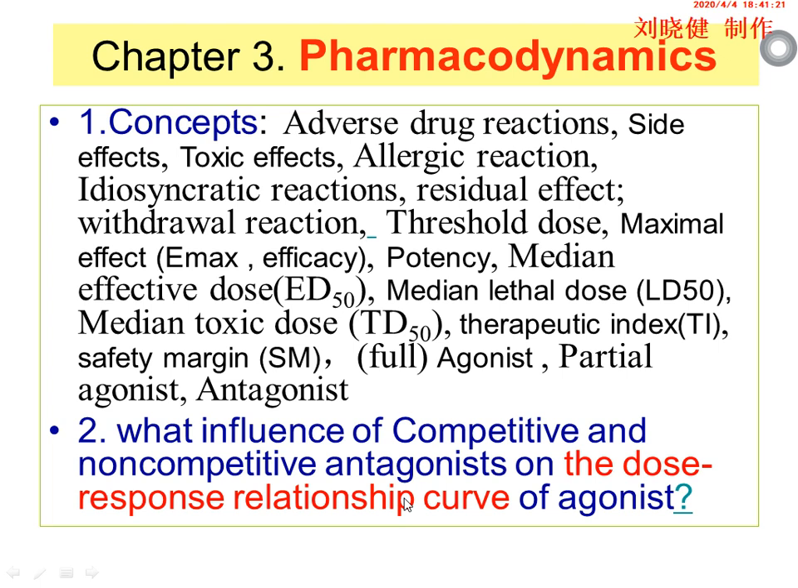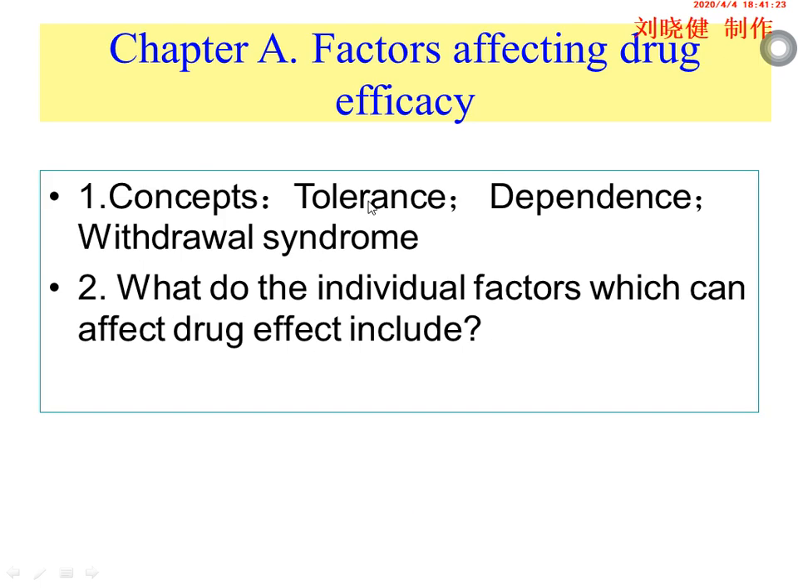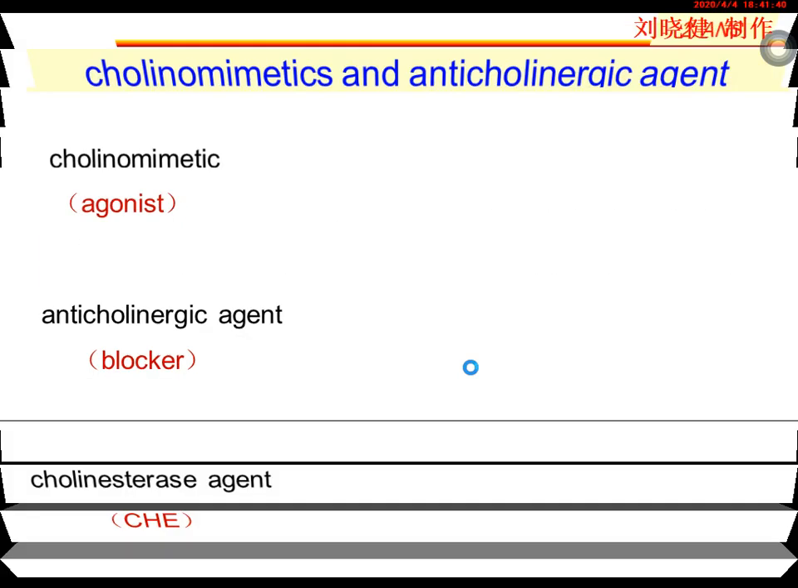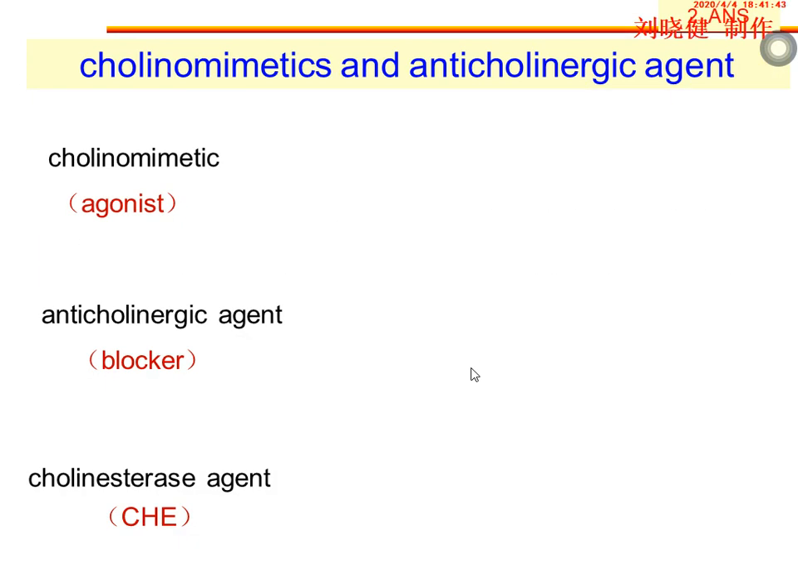You should understand. In this chapter, you also mainly study these three concepts, especially dependence and tolerance. You must know well how to state. And I think this second question is much easier. Drugs acting on the peripheral nervous system: you mainly studied cholinomimetics and anticholinergic drugs.